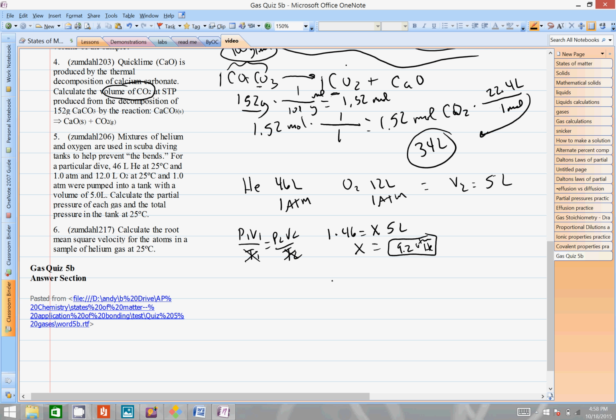Okay, and then the other guy is going to be same thing, just same formula. So we're going to go 1 atmosphere, and we got, it's saying 12 liters, and equals X, 5 liters. And solving for this guy would give you about 2.4 atmospheres. Add them both together for the total pressure, 11.6 atmospheres.